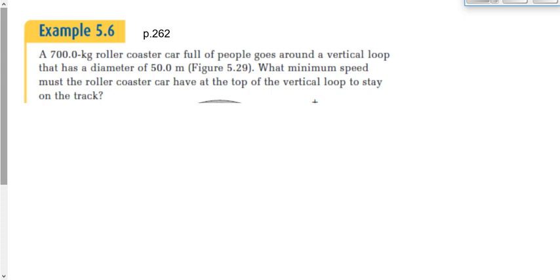It says a 700-kilogram roller coaster car full of people goes around a vertical loop that has a diameter of 50 meters. What's the minimum speed that the roller coaster car has to have at the top of the vertical loop so it stays on the track?